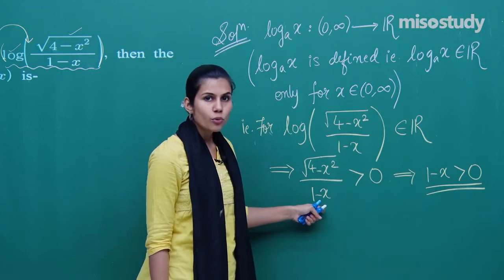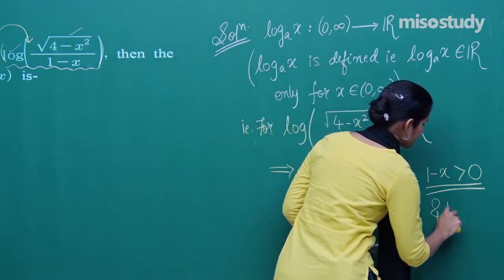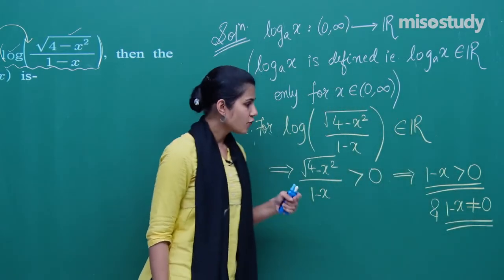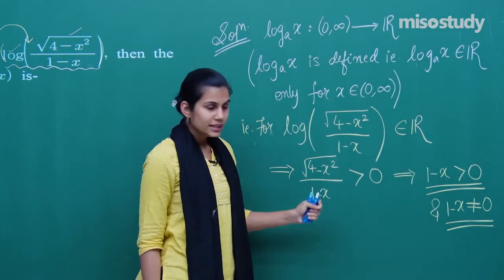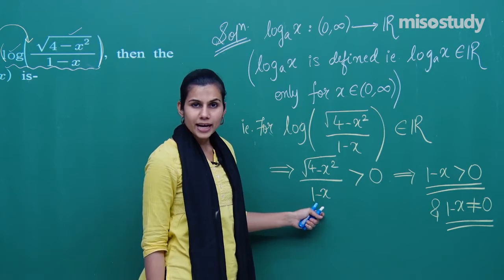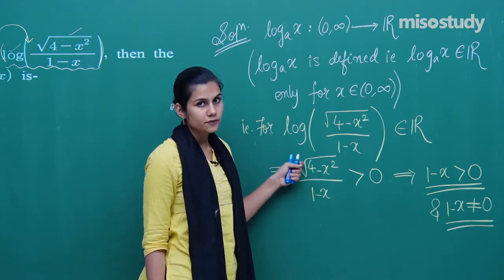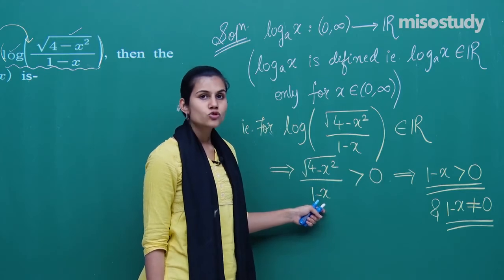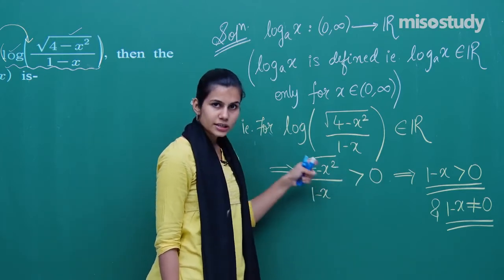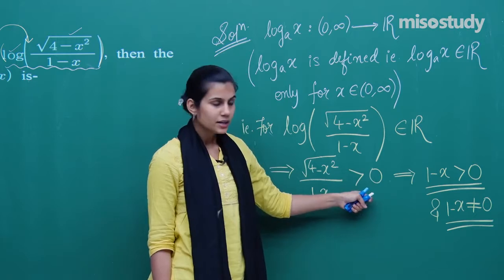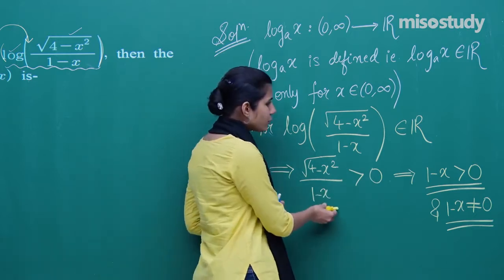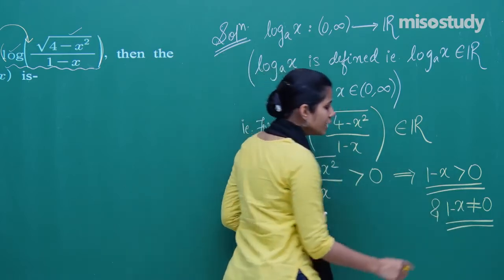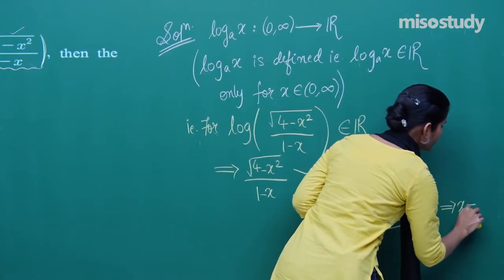That is why I don't want 1 minus x to be 0. I want it to be strictly greater than 0. This is not allowed to be less than 0 in fact, because the numerator is always positive or non-negative. But if the denominator happens to be negative, this entire expression will be negative, which I don't want. Now, as I said, I have kept 1 minus x strictly greater than 0, and 1 minus x is not equal to 0, which means x is not allowed to be 1.